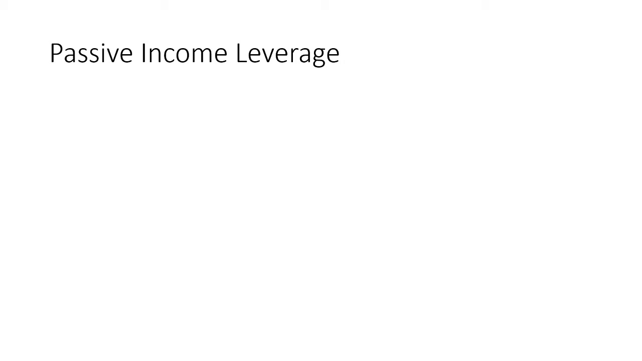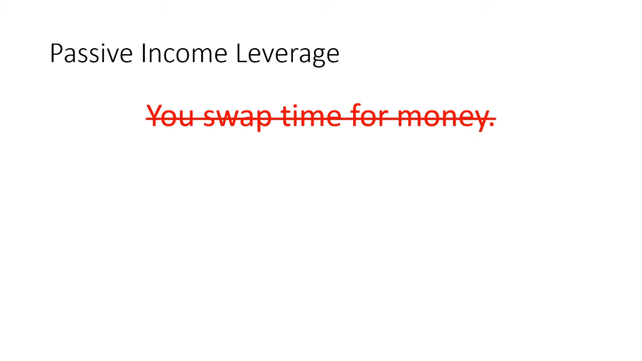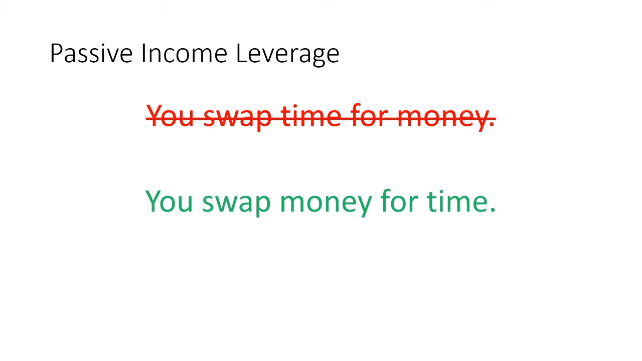So let's talk about passive income. And passive income is so fantastic because passive income gives you leverage, and leverage is a great thing to have. Now, in terms of active income, you swap your time for money, and that's really, really bad. When you have passive income, it's actually you swap your money for time. You make an investment to get your time back, which is the opposite of your job.